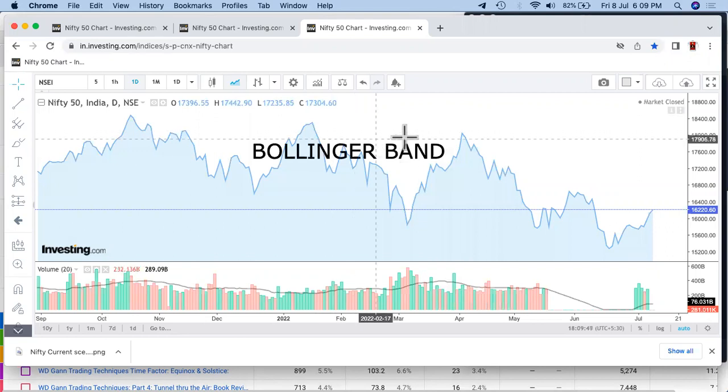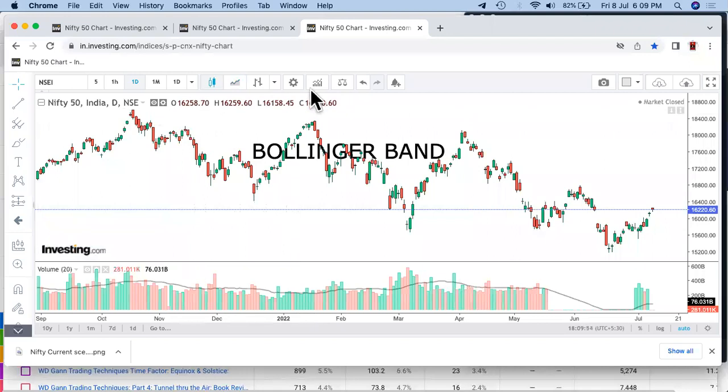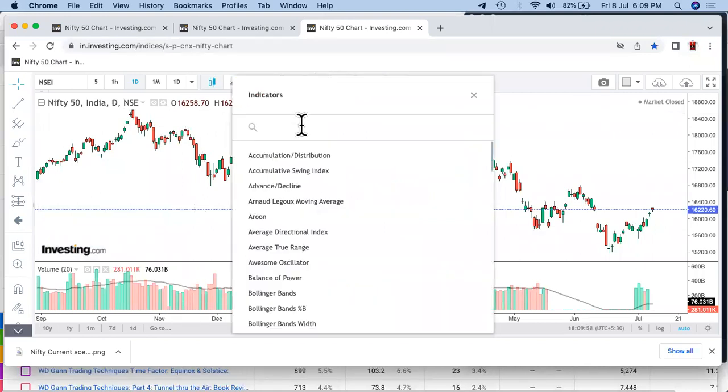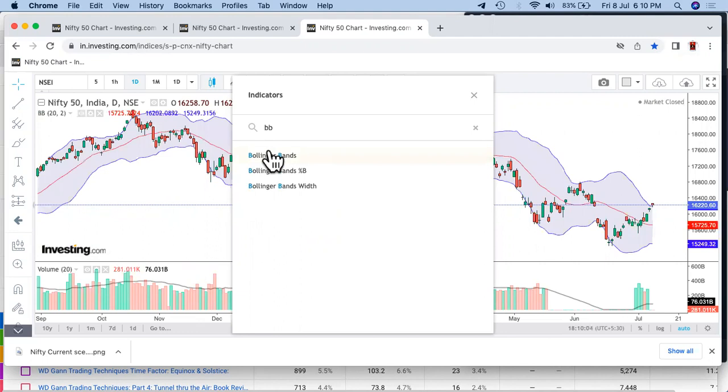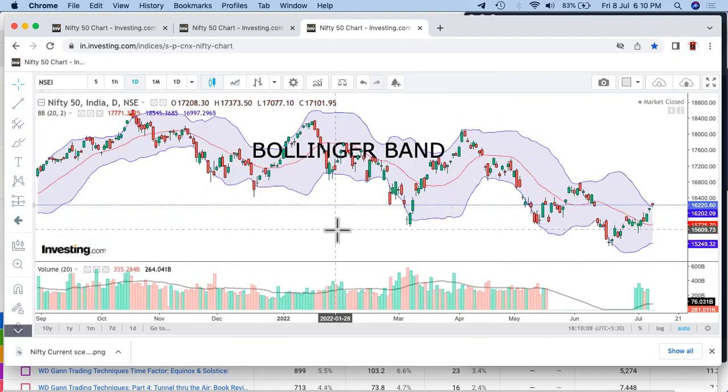Right now, let's start by drawing a Bollinger Band. So you go into indicators and you type either Bollinger Band or BB, either of them, whatever is suitable for you. So this is what a Bollinger Band looks like.